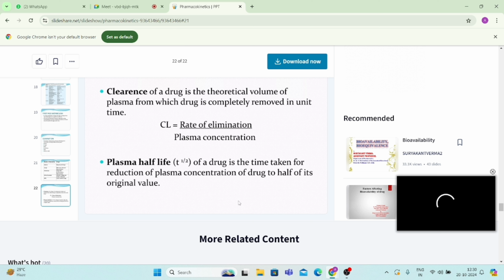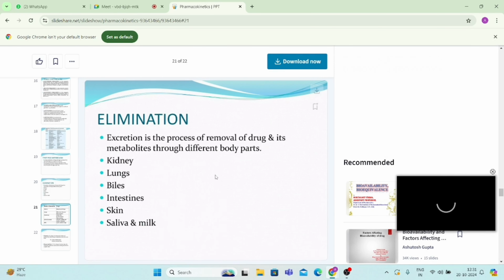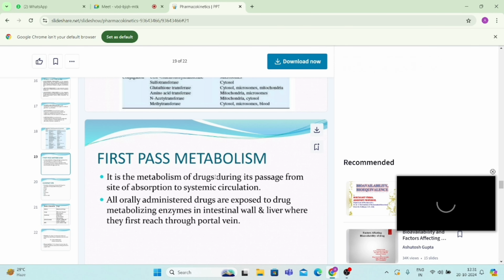Next we have T half. T half is the time taken for reduction of the plasma concentration of the drug to half of its original value. Suppose now I have 50% of the drug available in my body. After half an hour or 1 hour it has become 25%. You imagine 50% became 25%. So what is T half? Halving the existing value, and the time it took for that is the plasma half life. Okay, that we call half life. Is it clear for everyone? This is the pharmacokinetics of the drug.